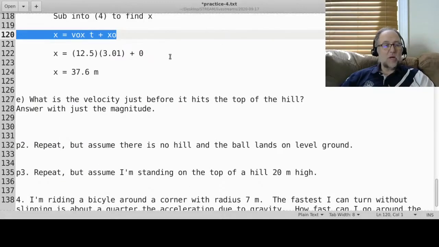And then the last question here is, what is the velocity just before it hits the top of the hill? What's the velocity? And I say just give me the magnitude. Now, the velocity is a vector.